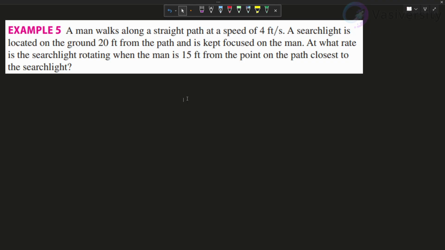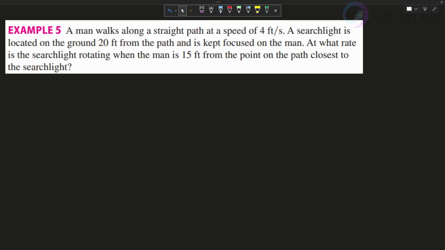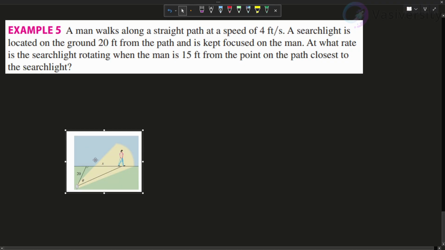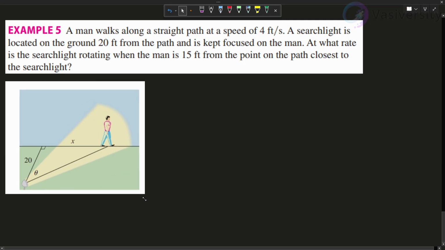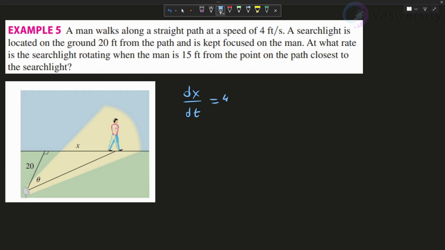closest to the searchlight? Okay, so let's actually show the picture here, right? Specifically for this problem, right? So that's how it's going to look like. So we have a man walking and the searchlight is moving. So we have a right triangle projected. So we know, right? What do we know? We're given that dx over dt, right? So the rate is 4 feet per second, right? Because that's the speed at what man walks along the path.